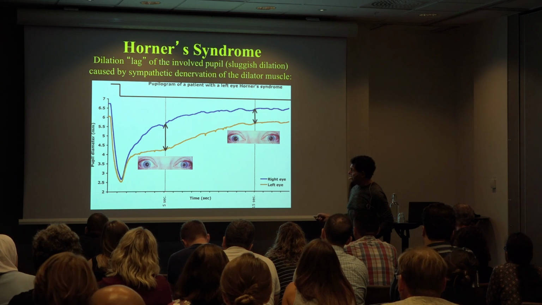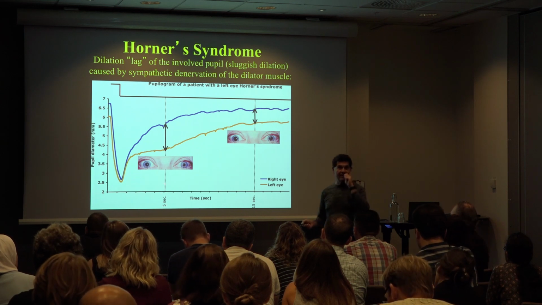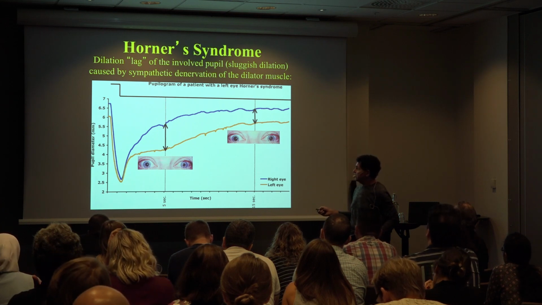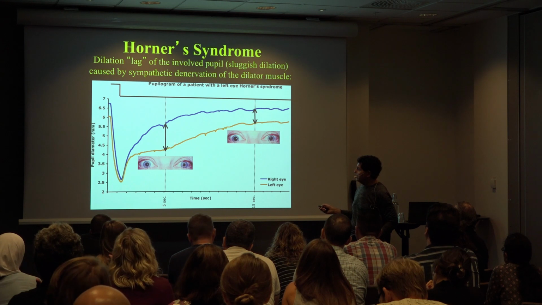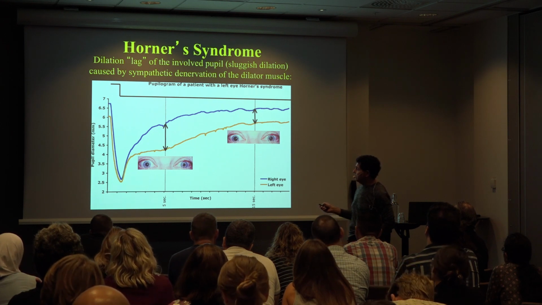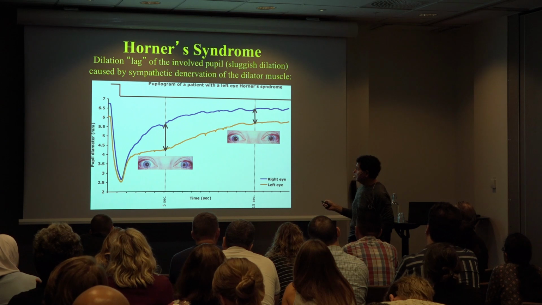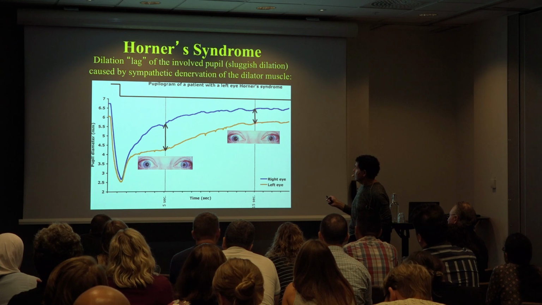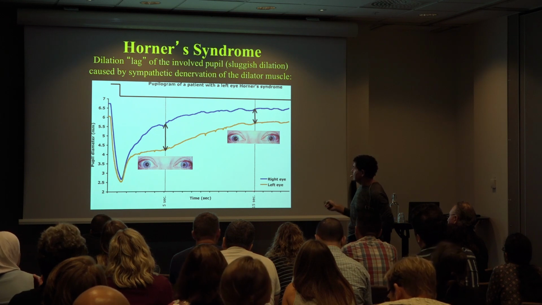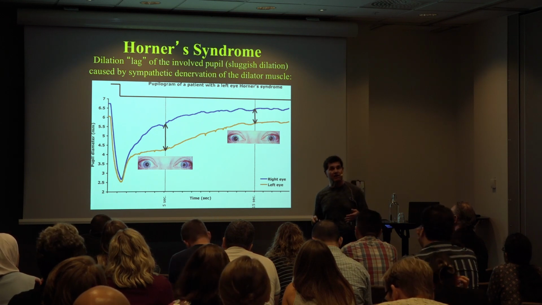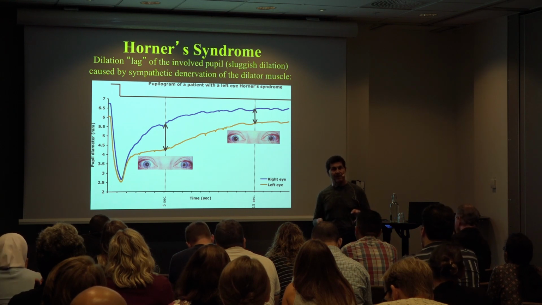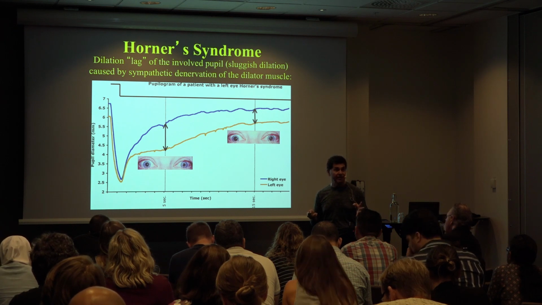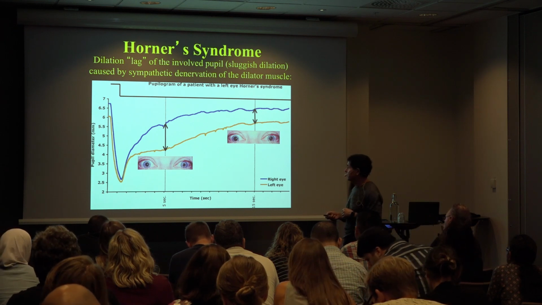At 5 seconds after the light goes out, the anisocoria is the greatest. If you keep waiting, because the parasympathetic is inhibited and the sphincter is inhibited, this smaller pupil does continue to dilate, so the anisocoria at about 15 seconds is less. That's what people call dilation lag, and the only thing that causes it is a sympathetic deficit. It's very specific, so it's an important sign if you see it.